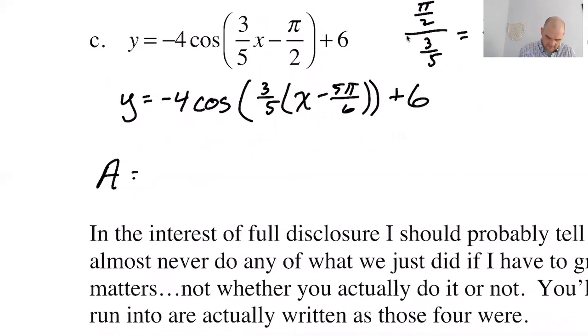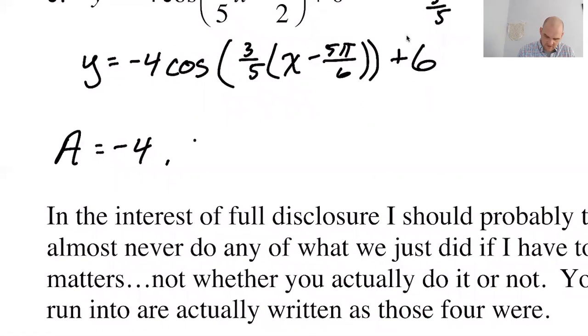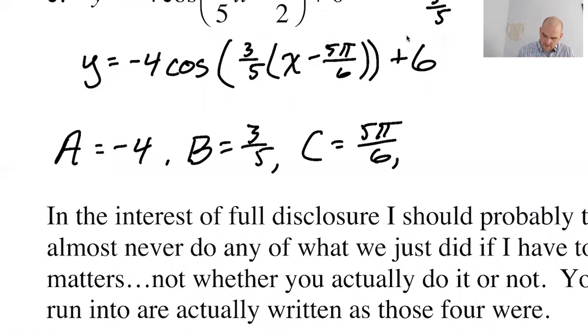A is the coefficient of cosine, so -4. Negative flips the graph. The amplitude is 4. You can go up 4, down 4 from the sinusoidal axis. The sinusoidal axis is y equals 6. So you can go 6 plus 4 is 10, 6 minus 4 is 2. So anything between 2 and 10 is going to be the range of this function. These are the sorts of things you get from doing this. B is that. C is this. And then D is 6.